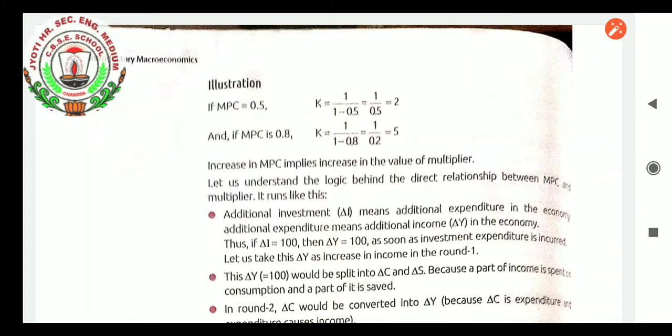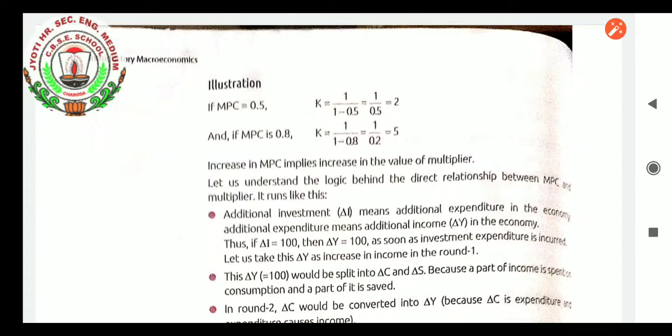Illustration: if MPC equals 0.5, K equals 1 divided by 1 minus 0.5, equals 1 divided by 0.5, equals 2. If MPC is 0.8, then K equals 5. Put the same formula and you will get the answer. The income is multiplied 5 times. So with an increase in MPC, there will be an increase in the investment multiplier also. So an increase in MPC implies an increase in the value of the multiplier.